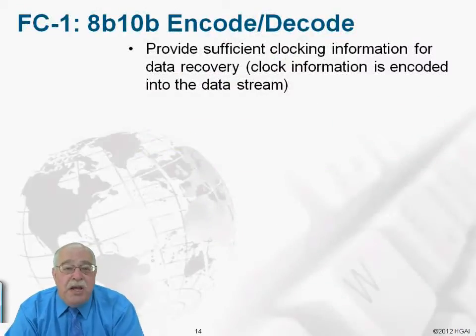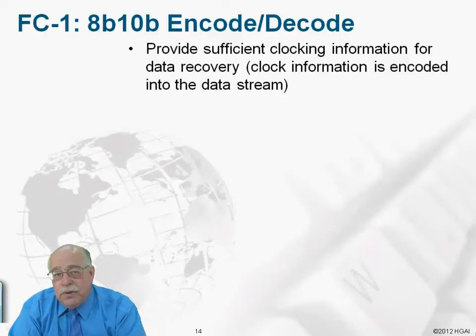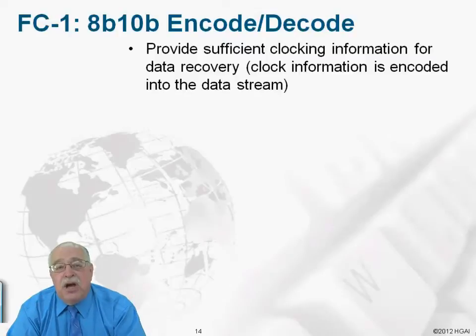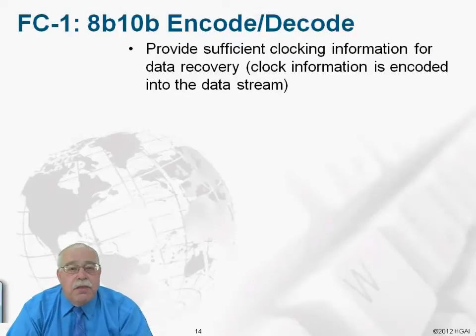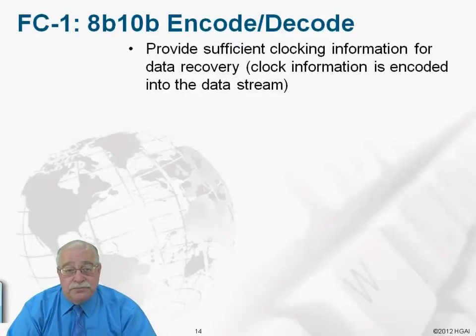The reason for 8-bit, 10-bit encoding and decoding is, number one, we want to make sure that we provide sufficient clocking information so that we can recover the clock on the receive side. Now here's what I mean. When I had parallel SCSI bus, one of the interfaces was the clock. And like a drum, the clock pulse gives us the timing as to when we should look at the data.